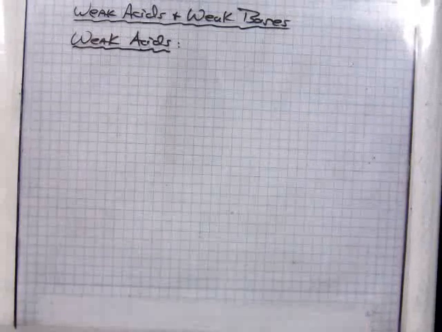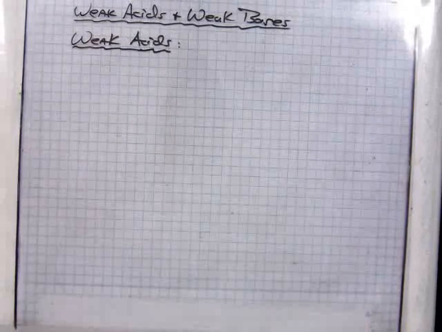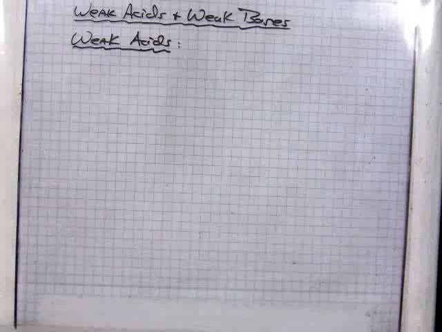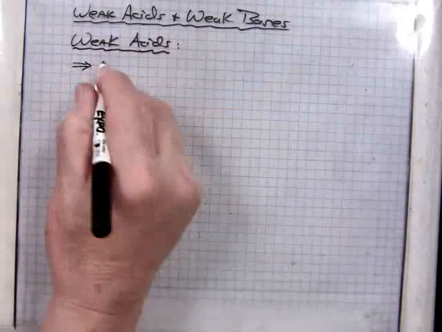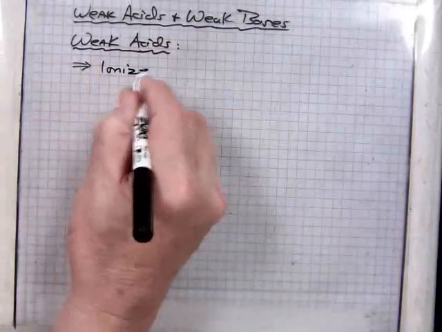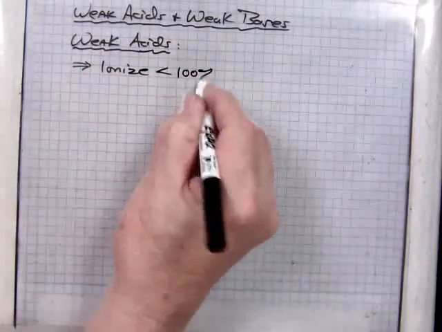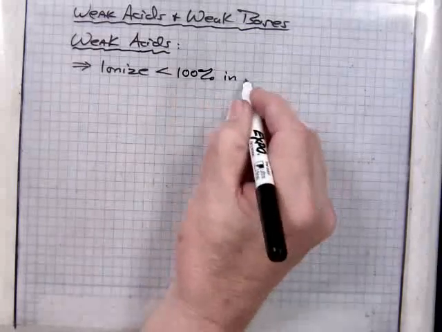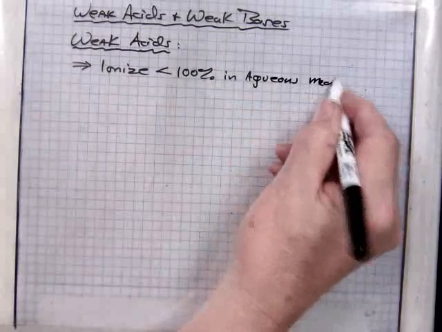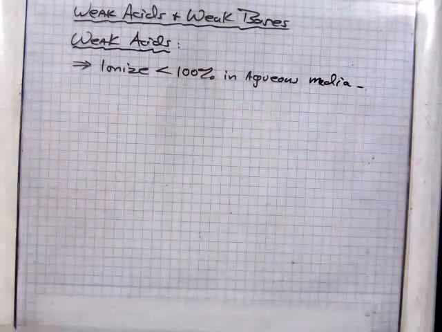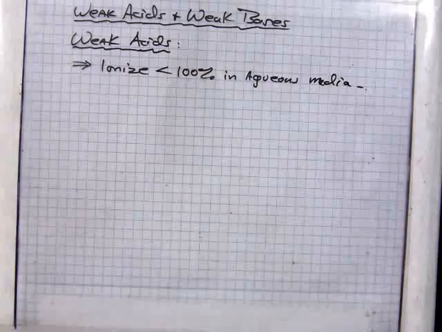Weak acids and weak bases. Well, of course we'll start with weak acids. They basically ionize less than 100% in aqueous medium. However, the fact that they ionize and are in aqueous media classifies them as an acid.